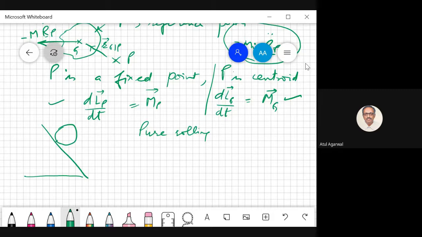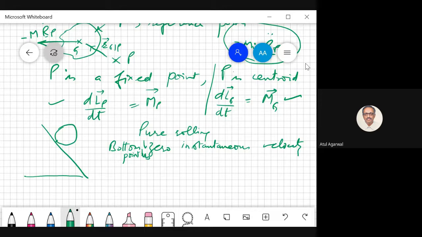This point is not translating, meaning every point will rotate, and nowhere will it slip. Pure rolling means the bottom point of the cylinder which is in contact with the surface has zero instantaneous velocity. So the bottom point has zero instantaneous velocity. All right.